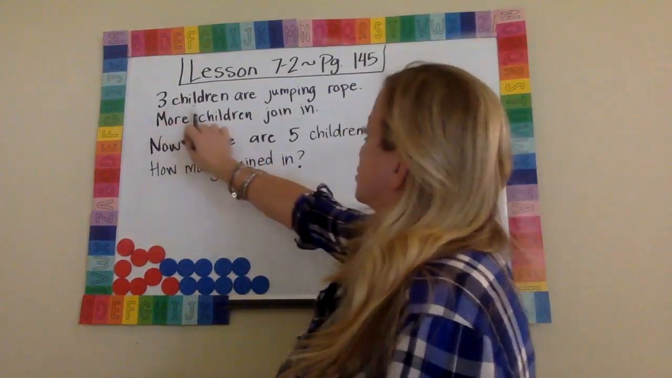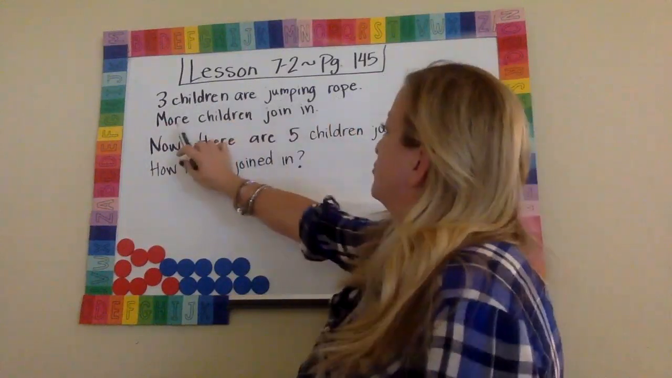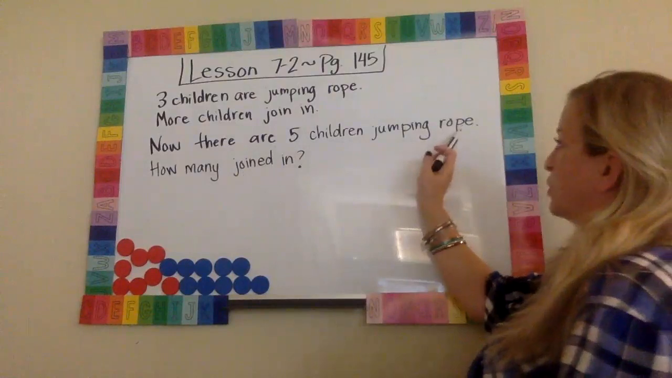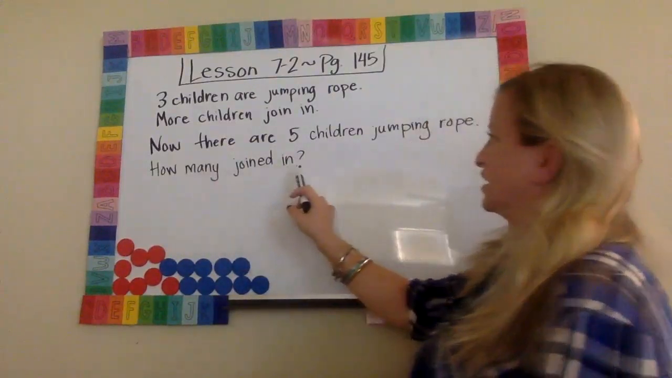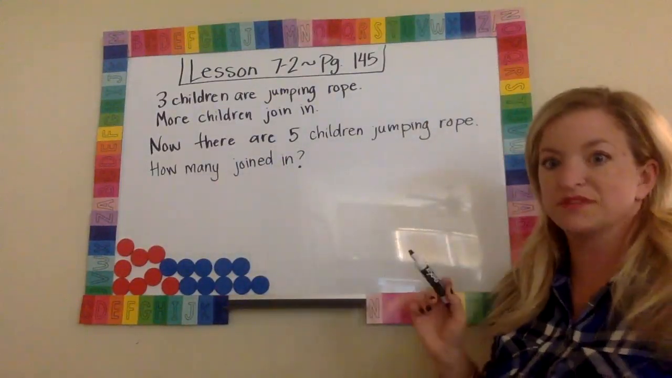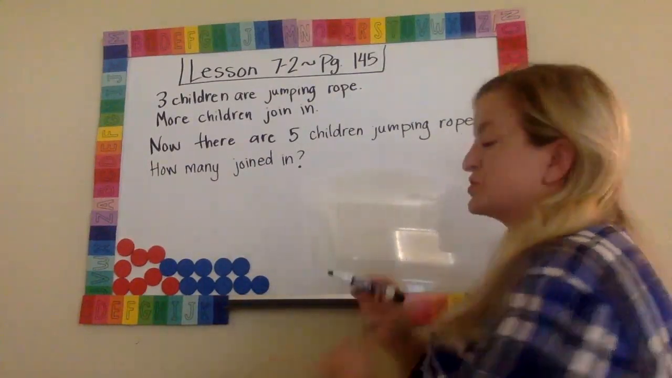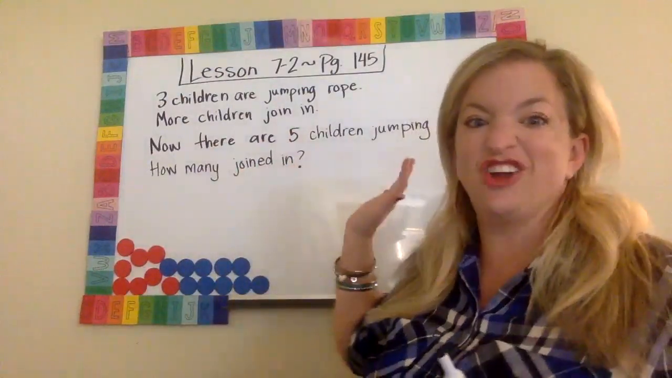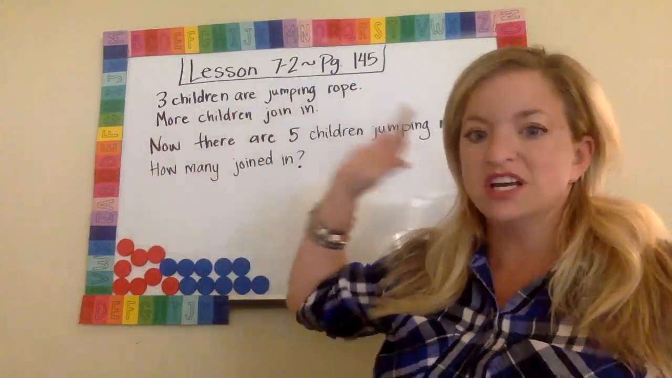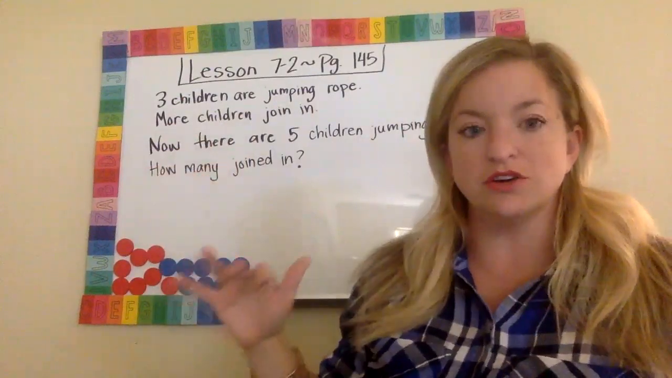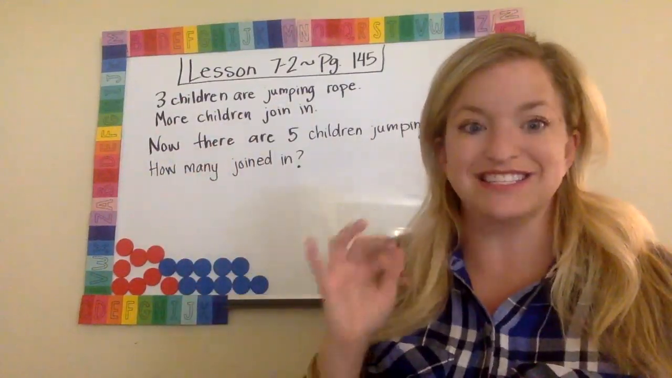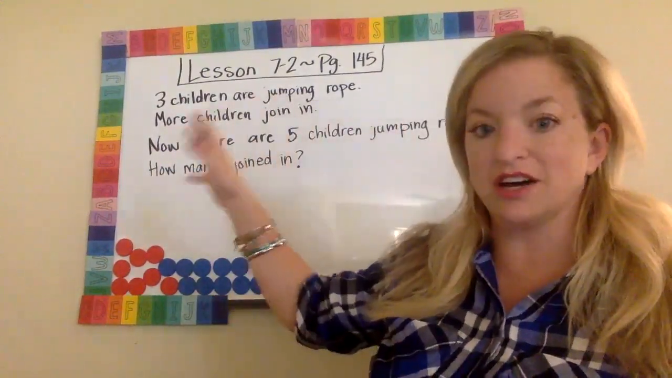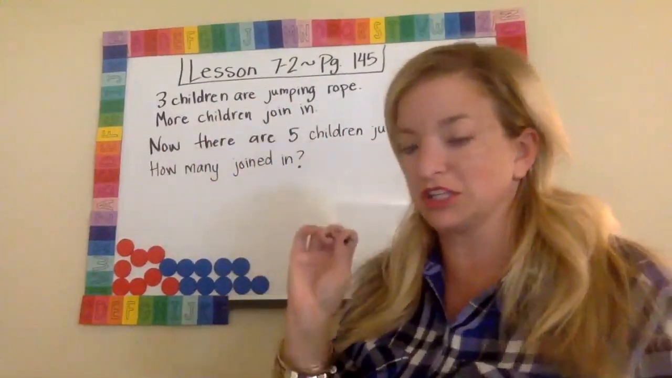Great. 3 children are jumping rope. More children join in. Now there are 5 children jumping rope. How many joined in? So that's the first time. Second time, I'm going to go through and I'm going to circle numbers. Circle the numbers, circle the numbers, circle the numbers. They can get lost in a sea of words. This can be super overwhelming to you, especially if reading is not really that easy for you. So you don't want to get lost in the words when you're dealing with the numbers.